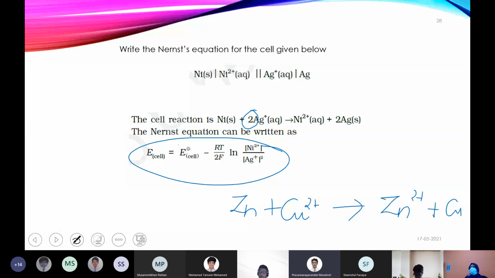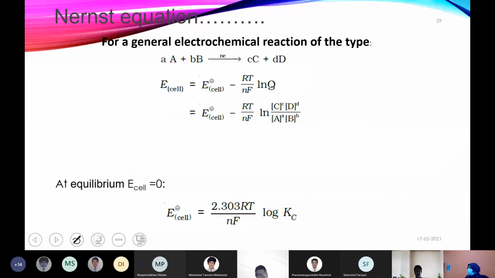Yeah, I think last year we discussed reaction quotient and equilibrium constant, right? Yes. So that's what I'm going to explain in the next slide. The Nernst equation can be generally represented for a general reaction like aA plus bB giving cC plus dD. The small letters are stoichiometric constants and the capital letters are reactants and products. A and B are reactants, C and D are products.